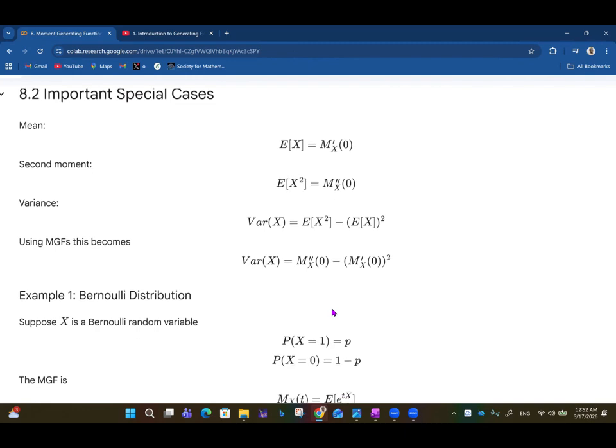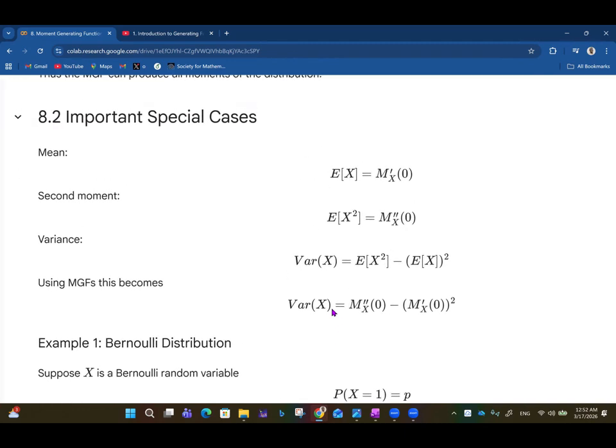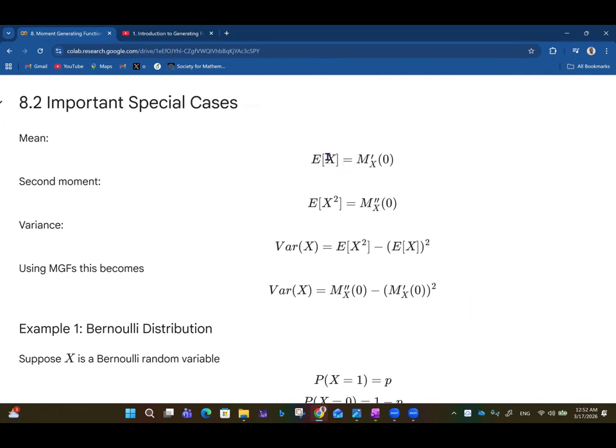Now, important special cases which we are going to look at. For the mean, the expectation of X is M_X'(0), the first derivative of M_X evaluated at 0. And then the second moment, which is connected to variance. It is not directly the variance, but you need the second moment and the first moment to get the variance. The expected value of X squared is the second derivative of the moment generating function evaluated at 0, such that you can now get the variance of X equals the expected value of X squared, which you got here, minus the expected value of X raised to the power 2. So using MGFs, the variance of X is the second moment minus the square of the first moment, basically.